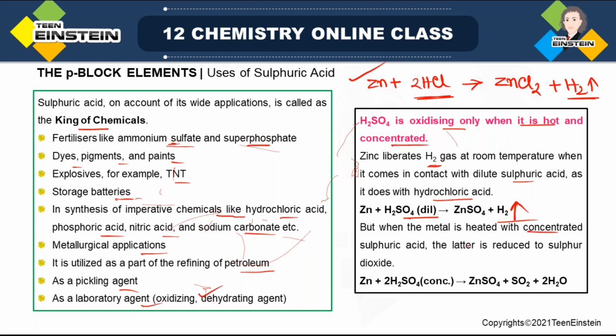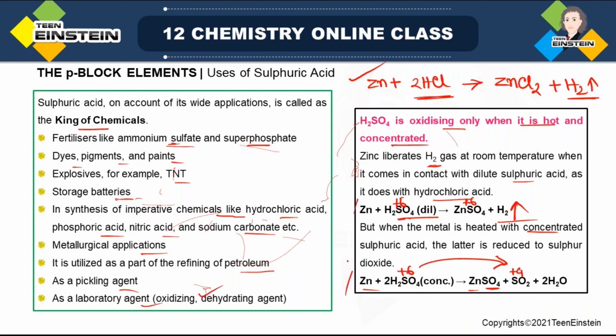But when it is heated with concentrated sulfuric acid, then the latter is reduced to sulfur dioxide. So here the oxidation state of sulfur is +6, this is also +6. So no change in oxidation state. But if you consider the second reaction, now it is +6 and this is +4. Here there is no change, but this is gain of electron. That means it is acting as oxidizing agent and it is gaining electron from zinc, and that is why zinc is now Zn2+, that is in salt form. So remember, you can see the difference in these two reactions.